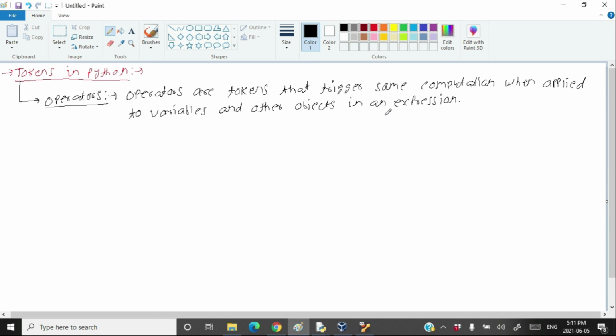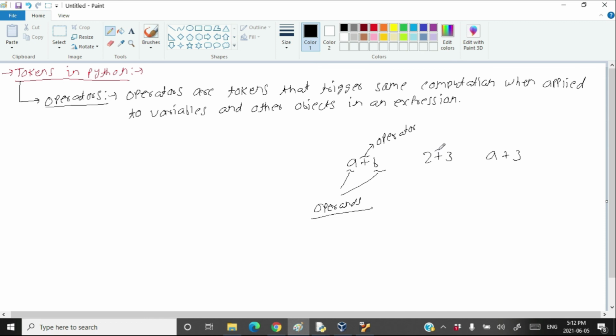Variables and objects to which the computation is applied are called operands. It does not matter whether an operation is applied to two variables, two constants, or a mixture of variable and constant, it will trigger a computation. These two variables are called operands and this one is called the operator. When an operator gets applied to operands, then it performs the operation.